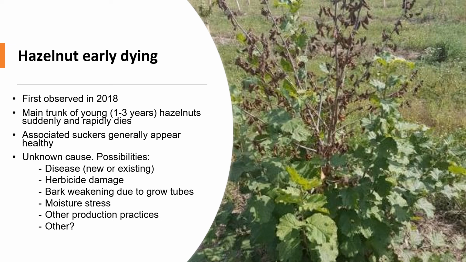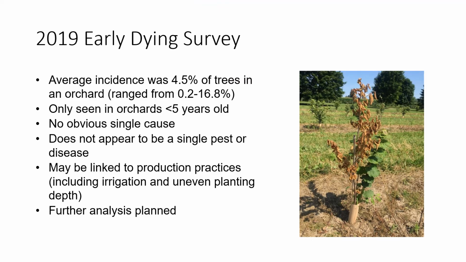So we don't really know the cause. Some hypotheses are disease, that's sort of the primary thing that people assume, or herbicide damage, weakening of the bark due to the presence of grow tube, moisture stress, or other production practices. So in 2019, we did conduct an initial survey of Ontario hazelnut orchards. This was done by a student just to look at the prevalence of early dying. These were the results of that survey from 2019.